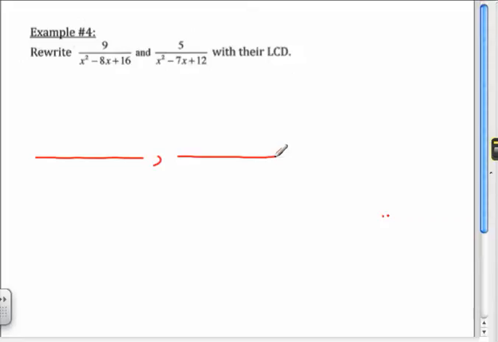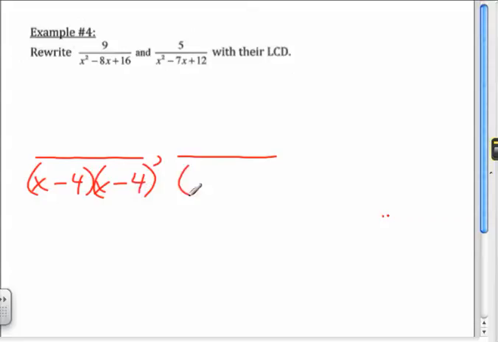So now I need to ask myself, is there anything in front of the x squared? And there's nothing in front of the x squared. So that means I'm going to have 2 binomials. This is x and this is x. And these 2 numbers multiply to give me positive 16, but add to give me negative 8. Okay? So that's the first denominator factored.